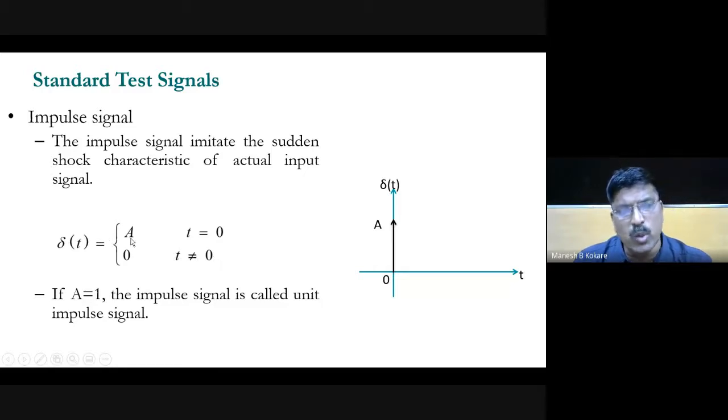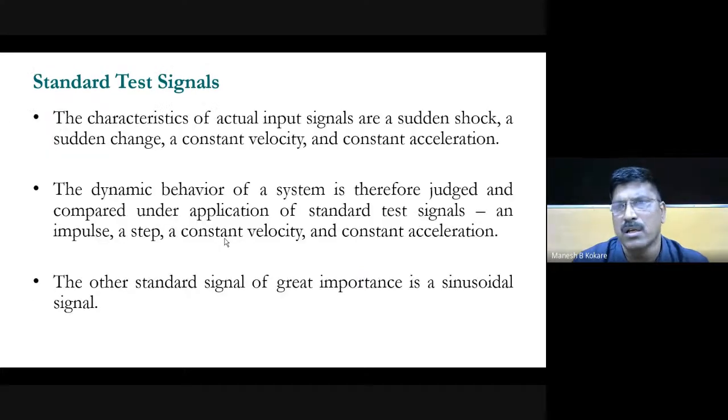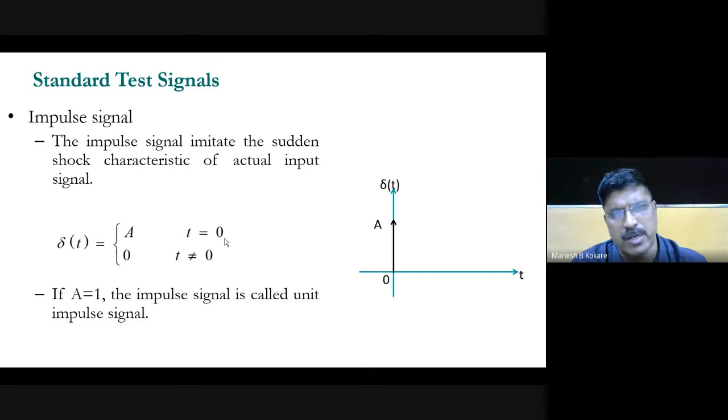When A is equal to 1, the magnitude is equal to 1 at t equal to 0, and this signal is called the unit impulse signal. Now, for what purpose is this unit impulse signal used? The impulse signal is used for testing sudden shock or jerk and so on. Also, the unit impulse signal is used to find the transfer function of a system.